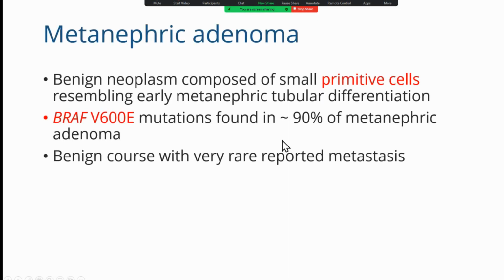And then the next entity is metanephric adenoma. This is a benign neoplasm composed of small primitive cells resembling early metanephric tubule differentiation. And BRAF V600E is the characteristic mutation you can find in up to 90% of this entity. This is a benign neoplasm, with metastasis very rarely reported.